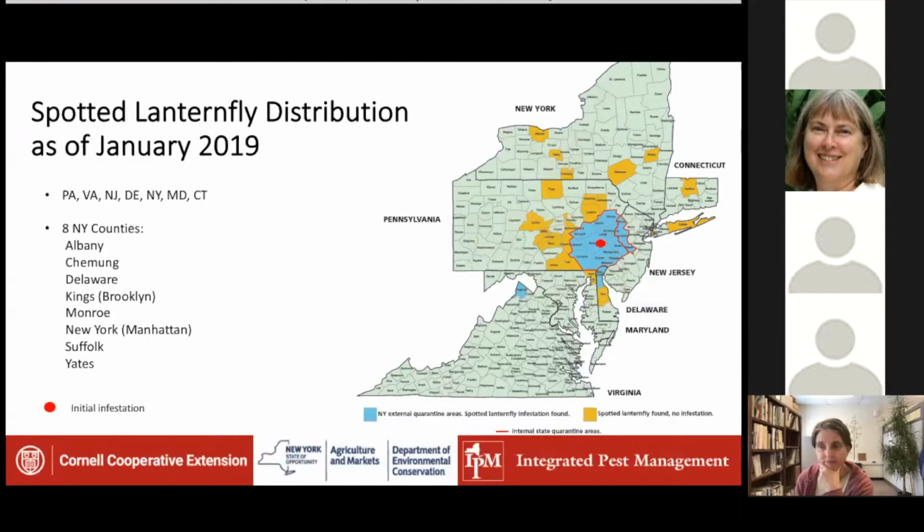And this is current as of January 2019. And we talked about the main area in Pennsylvania. Looking at this, the areas in yellow are where spotted lanternfly has been found, but there's not an active infestation that we know of in those areas. You can see there is an active infestation in Northern Virginia, Pennsylvania and Delaware that are being managed, and those are quarantined areas. Go to the next slide.